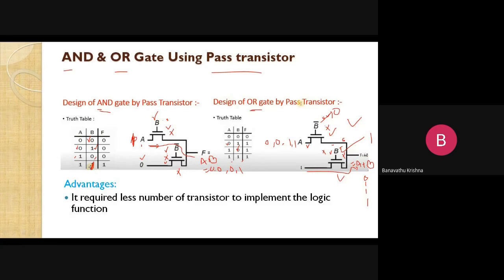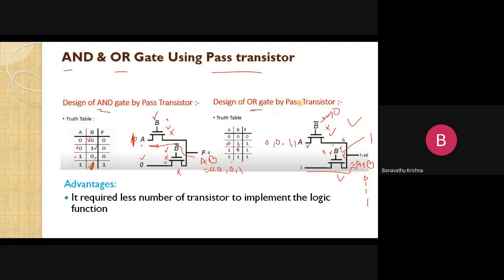So clearly observe here, only by using two pass transistors we implement here OR logic. So compared to CMOS logic, a very small number of transistors is considered for the implementation of OR. Whereas in CMOS, we are going to consider 6 MOS transistors for the implementation of OR logic, right?